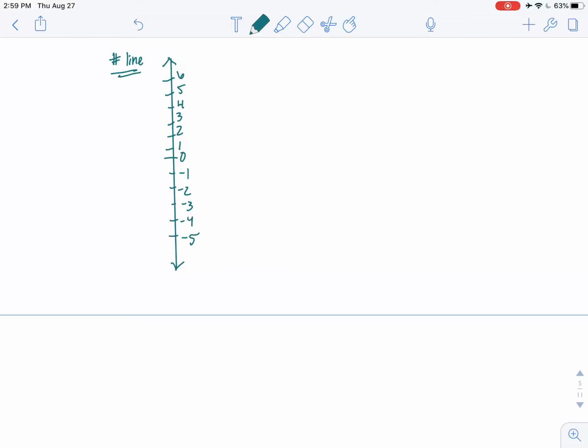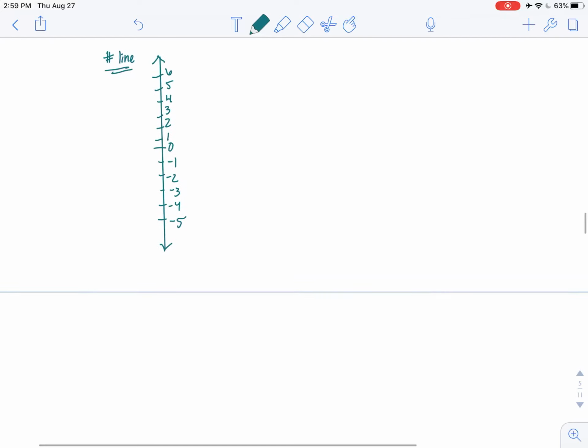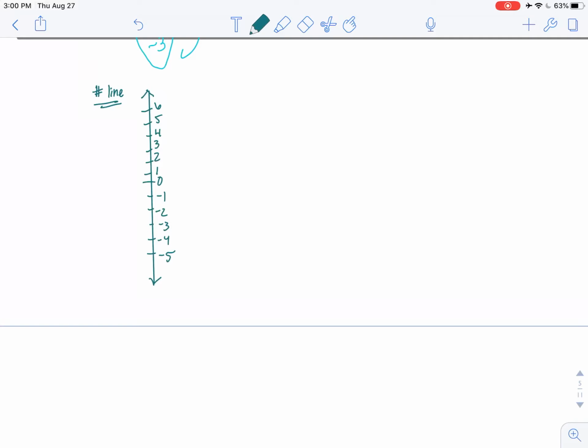Okay? So what we're going to do is we're going to visualize a number line. And I suggest you practice with your hand gestures, okay? I suggest using hand gestures. It's going to make your life so much easier if you do. And the more you practice with your hands, the more it will just become innate. It will become natural.